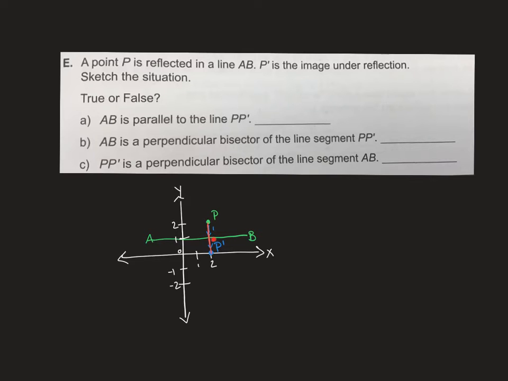So if we look at this, does it make a perpendicular line? So does it make a right angle where it meets? And does it cut through halfway through the line? That would make it a bisector, and the 90 degree would make it perpendicular. The third question is PP image is perpendicular bisector of the line segment AB. So is this perpendicular? Could be. Is it a bisector? It might not be exactly halfway, right? So then that would be false potentially.